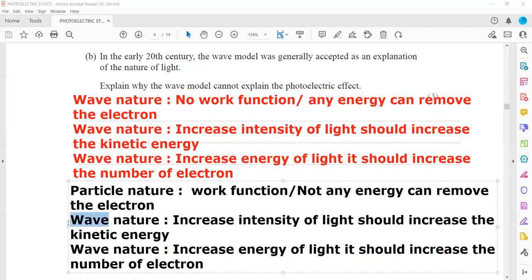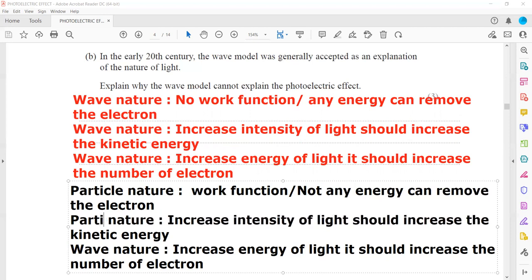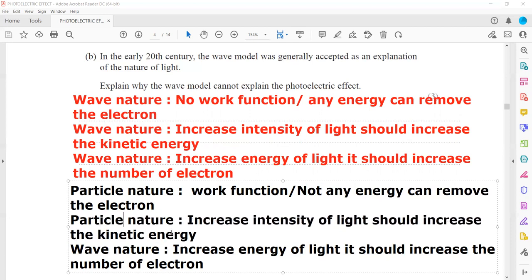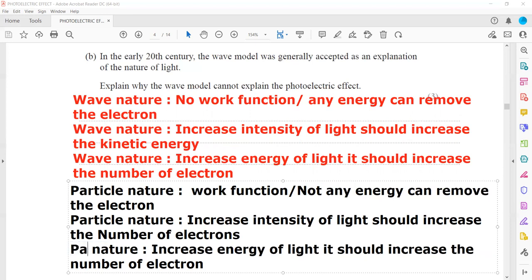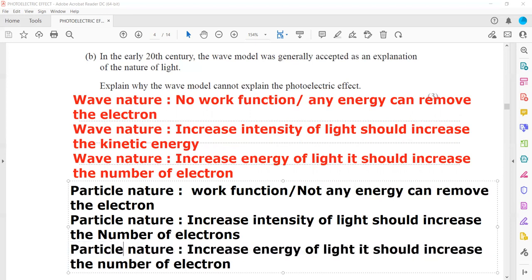And according to particle nature, if light has a particle nature, if we increase the intensity, it should increase the number of electrons which are coming out. And according to particle nature, if we increase the energy, it should increase the kinetic energy. Increasing the energy of a light should increase the kinetic energy of the electrons.